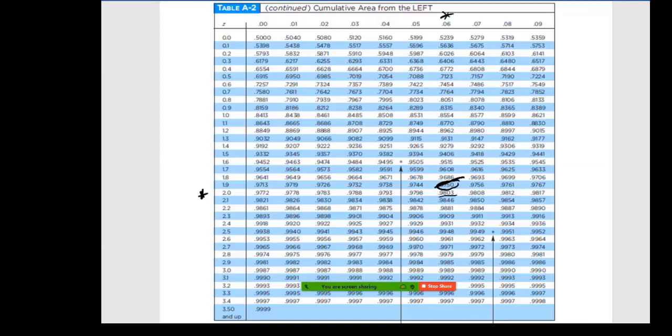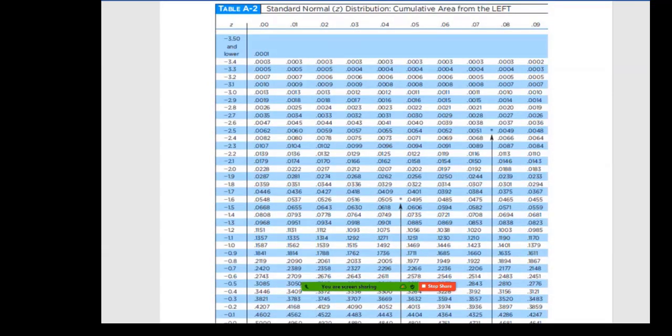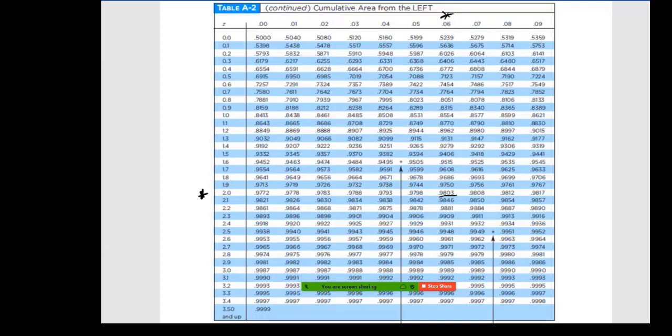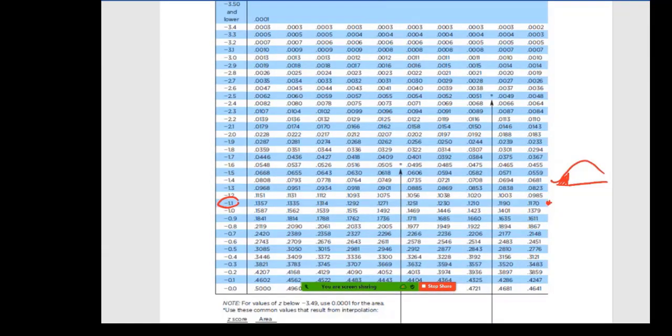0.9803, reading it from the table. So that's 0.9803. Now we are looking at negative 1.19. Let me show you how we do that 2 different ways. Negative 1.1 here, and then we are looking at 0.09, and the answer is 0.1170. So what you're really looking at is the area to the left of this number.